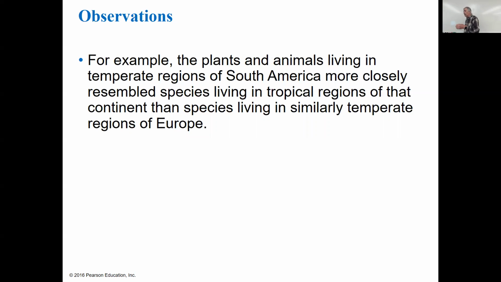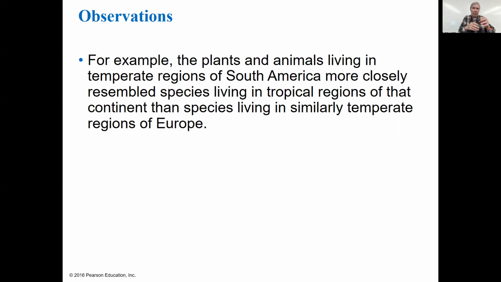So yeah, but the plants and animals living in temperate regions of South America more closely resembled species living in tropical regions of that continent than species living in similar regions elsewhere, and this is more biogeography. You think that the organisms living in a temperate area of South America would be similar to the ones in England that also live in a temperate area. So, you have a certain latitude south of the equator in South America, same latitude in North America, in the Northern Hemisphere, and very similar environments, very different organisms.